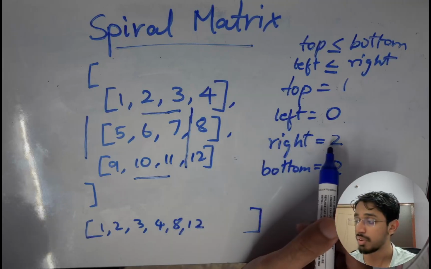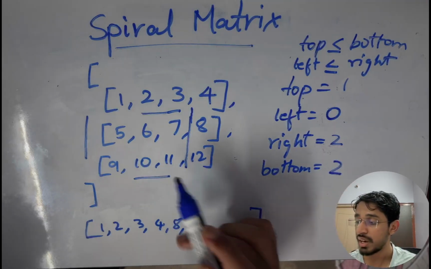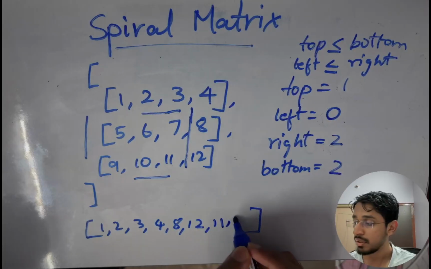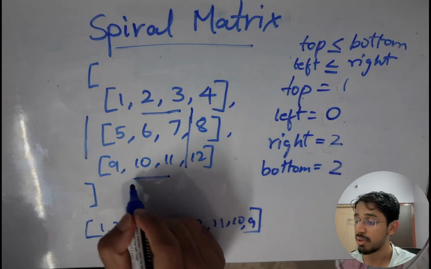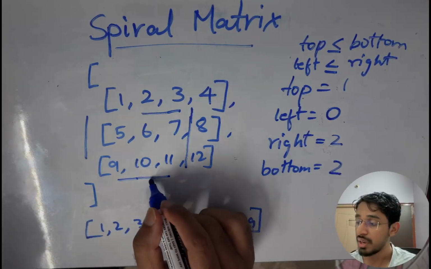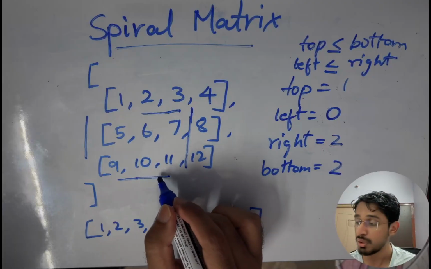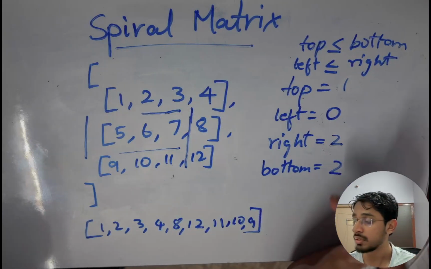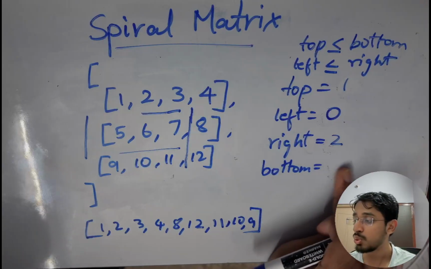Currently the value of right is 2. So here, we just add 11, and then 10 and then 9. Once we have completed the third dimension, we update the value of bottom. We need to push the bottom line over here, so we decrement bottom from 2 to 1.